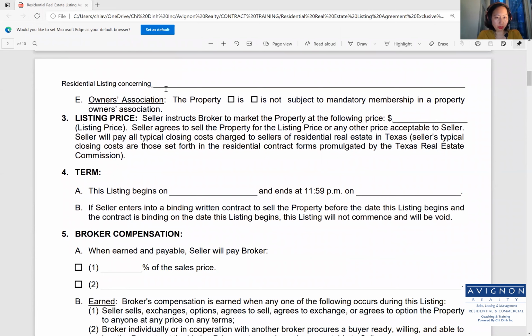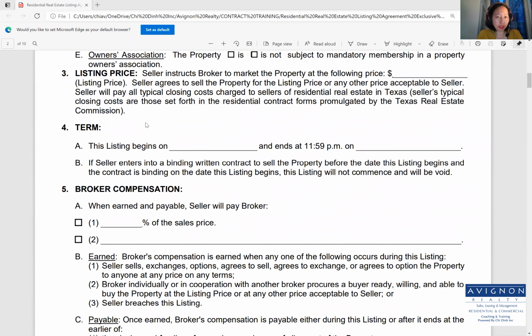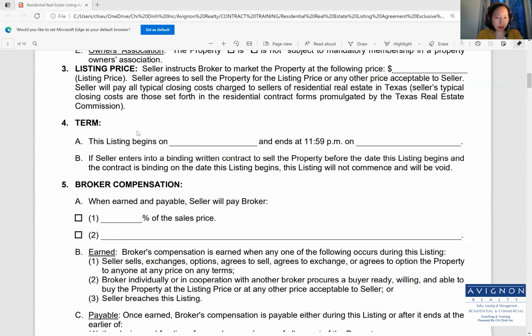Also, the residential listing concerning the property address would go up here. E, owners association. If the property is or is not subject to mandatory membership in a property owners association, then one of these needs to be checked. If it is or if it's not. Paragraph 3, listing price. So the listing price needs to be here.